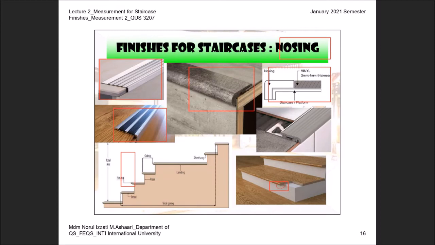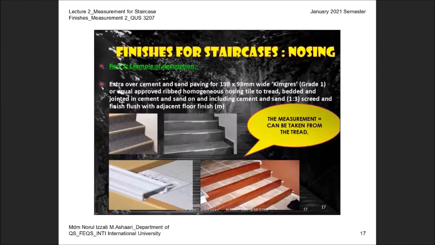Okay, so the nosing must be measured under S.5 in meter only. How the description looks like, this is the example. The measurement can be taken from the thread. Okay, why? You can see that it is here, then count again the number of threads. Since the unit is meter, the answer is 1.2 times the number of threads. Okay, 1.2 is the width of the staircase.